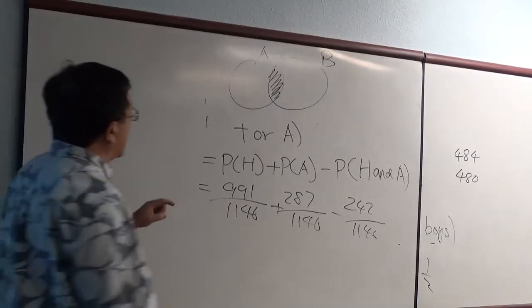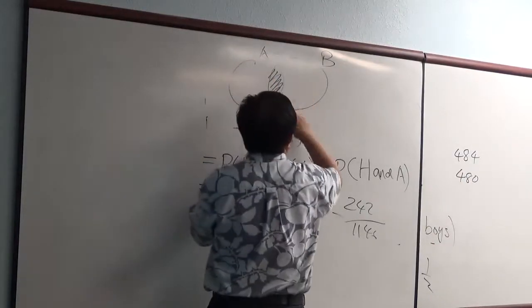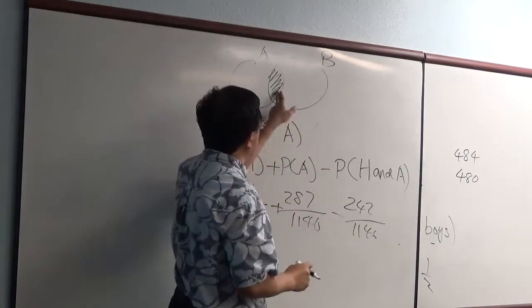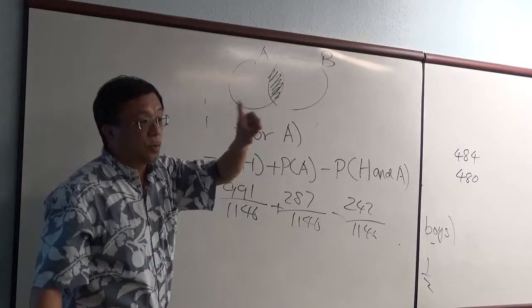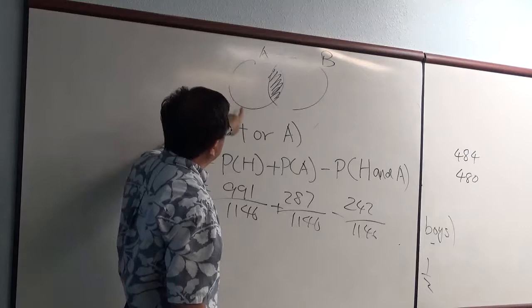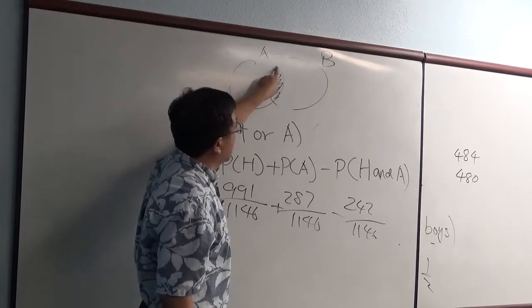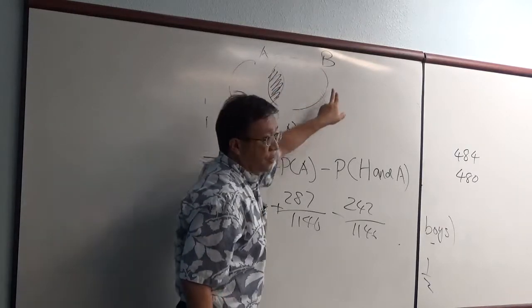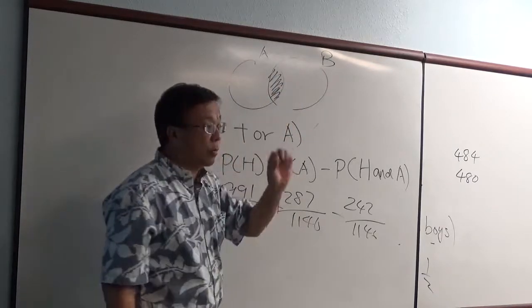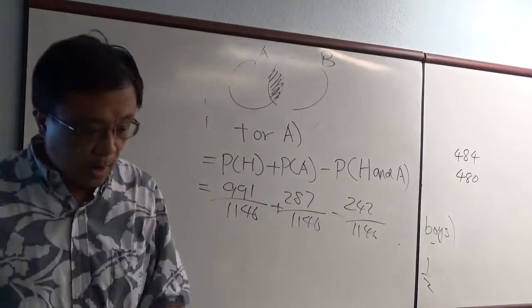So see, if I add A and B together, then we count the shaded area twice, right? The probability of agree or happy, we count this part, yeah? Then the probability of agree, we count this part. That's why we need to subtract. That's all. That's why we have this formula here.